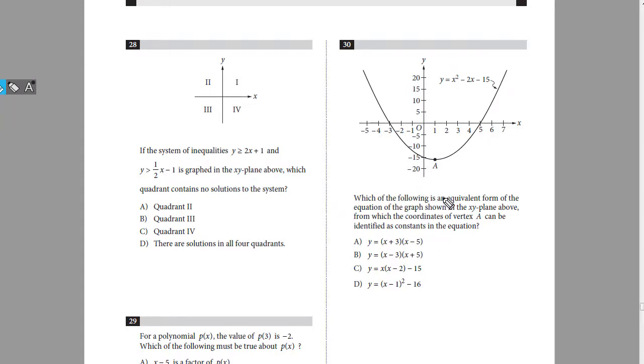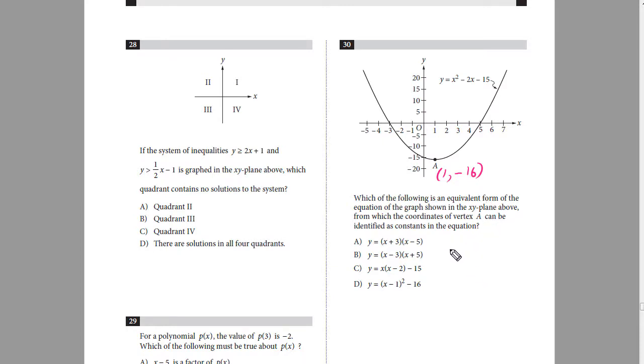Question number 30. Which of the following is an equivalent form of the equation of the graph shown in the xy plane above, from which the coordinates of vertex A can be identified as constants in the equation? Now we have to identify the equation from which we can identify the coordinates of the vertex. So let's estimate the coordinates of the vertex from this graph. A is the vertex. Vertex is the turning point of the graph. So at A, the x coordinate will be 1 and the y coordinate is slightly below negative 15. So I'll take it as negative 16. So x coordinate is 1 and y coordinate is negative 16.